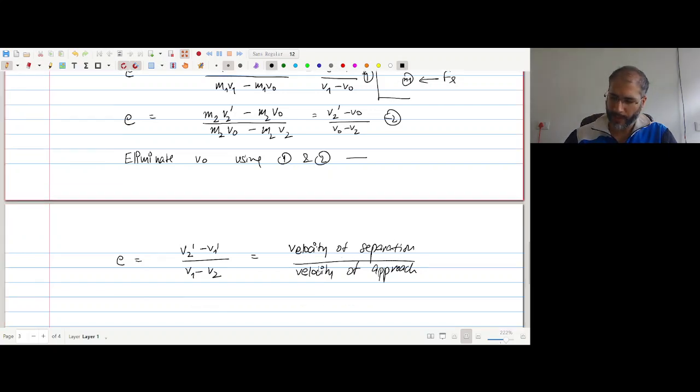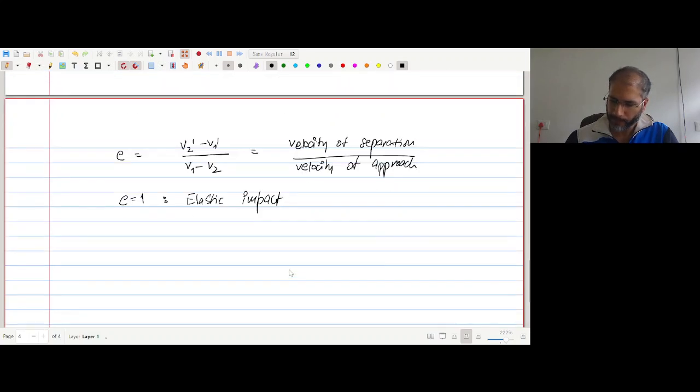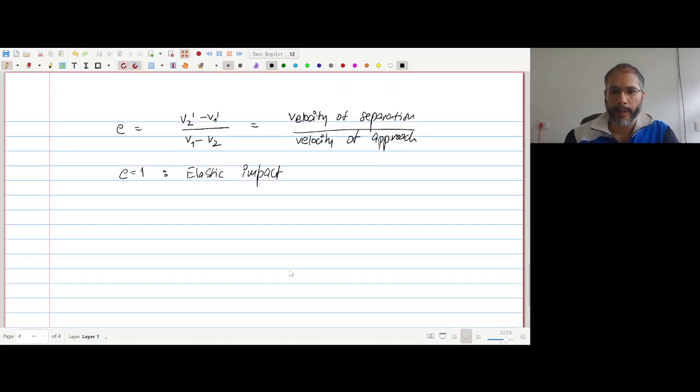So we see that E is equal to 1 when the restoration impulse is the same as the deformation impulse, that is, no energy is lost. So E equal to 1 is a fully elastic impact, or we'll just say elastic impact. So there is no energy lost. The capacity to recover is the same as the capacity to deform.